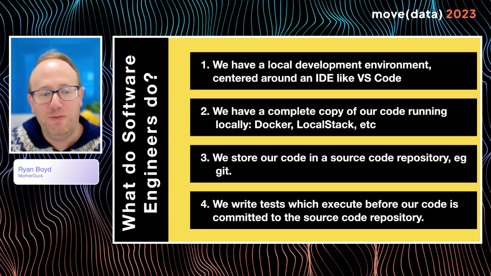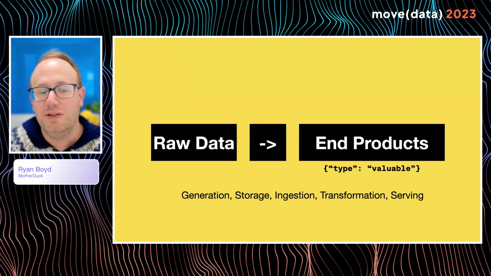And we really hope that if we can apply these types of principles to give you a fast, iterative, local environment for development with testing infrastructure in place, with source code repositories in place, we can make your data engineering lifecycle look more like this. Now, as you take the raw data and turn it into these valuable end products, you're going to go through a variety of different stages. You're going to do generation of your data, storage of your data, ingestion, transformation, and serving.